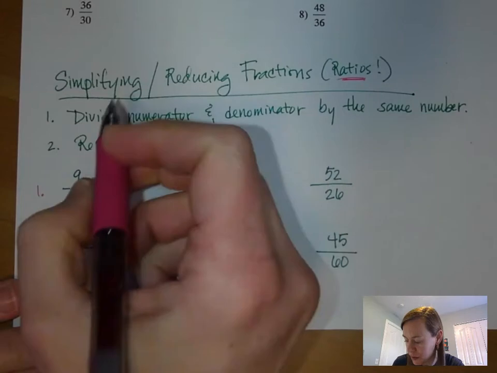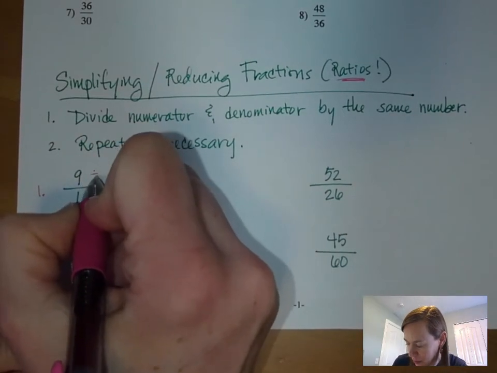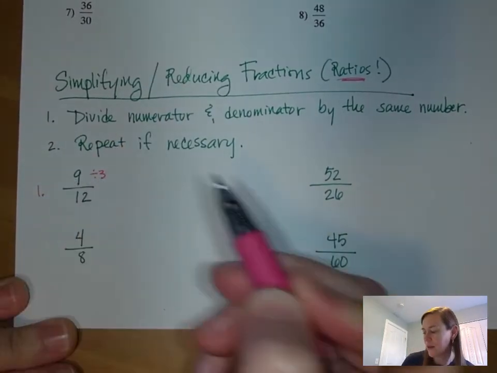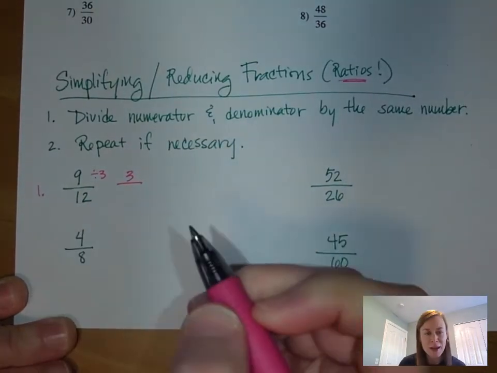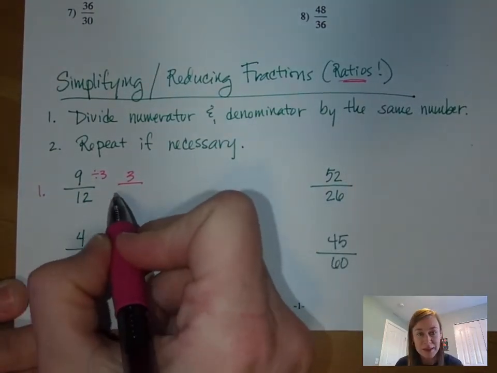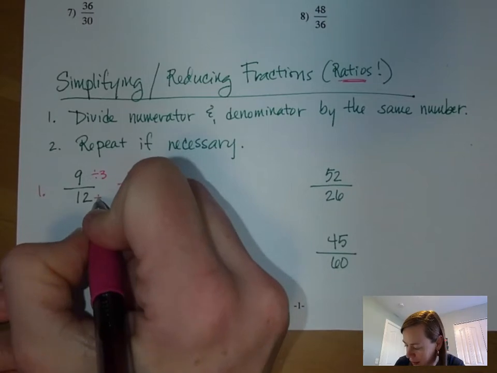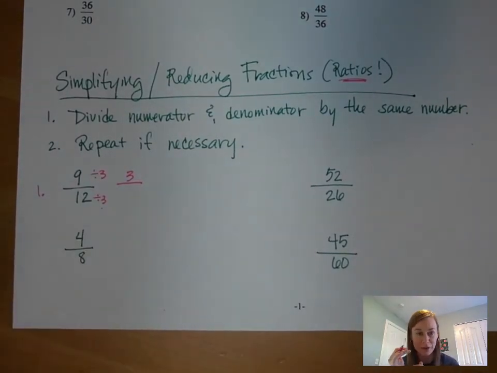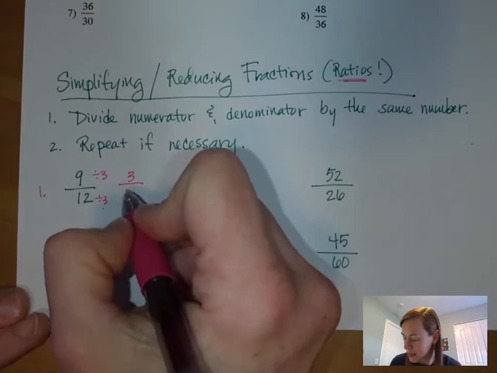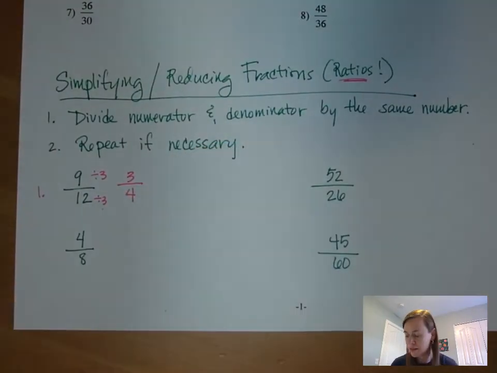Let's do the top number first, like this. So 9 divided by 3, and what is 9 divided by 3? That's going to equal 3. And now we have to divide that bottom number by the same thing. So basically we're dividing by 3 on the top and on the bottom. It has to be the same number. So 12 divided by 3 is going to give us 4.